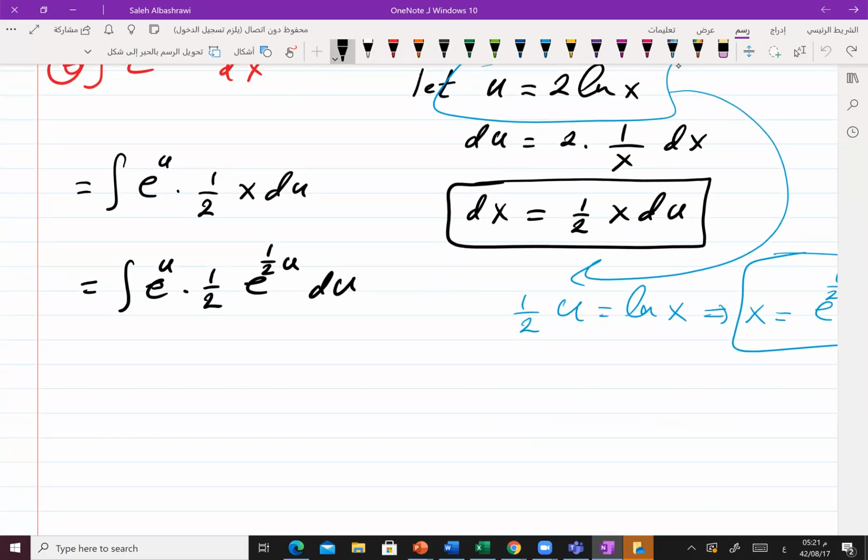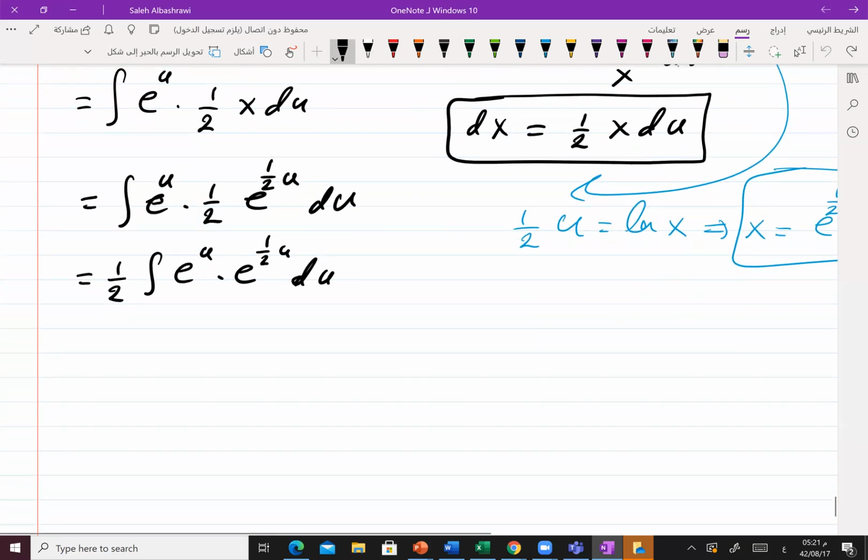Take 1/2 outside, it will be 1/2 e to power u multiplied by e to power 1/2 u du. And since we have multiplication of two exponents with the same base, we can add the powers. So this is 1/2 integration of, if we add the powers u plus 1/2 u, I will get e to power 3 over 2 u du.